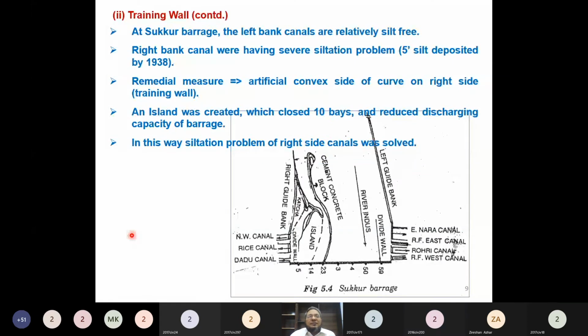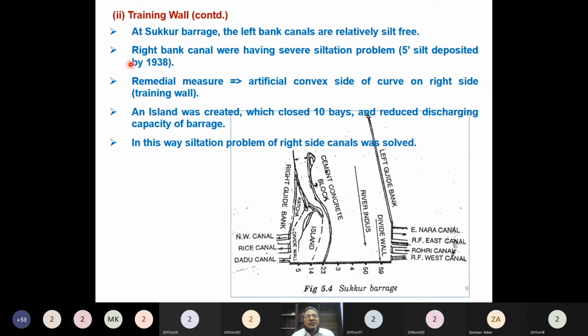Now what solution was given? At Sakhar Barrage, the left bank canals are relatively silt free. How many are the left bank canals? 4 canals. Right bank canals had a severe siltation problem. There was about 5 feet of silt deposition by 1938. The barrage was built in 1932, and in 6 years 5 feet of silt was deposited. Roughly, in 1 year there was 0.8 feet of silt deposition in the canal. So that was a serious problem.